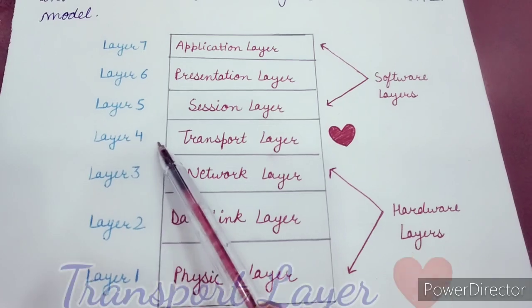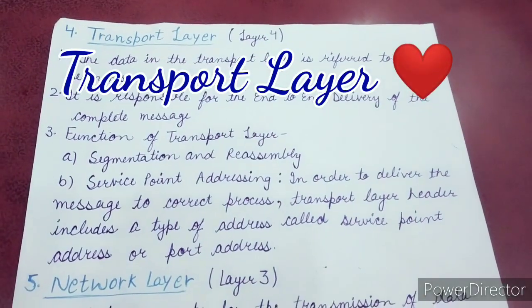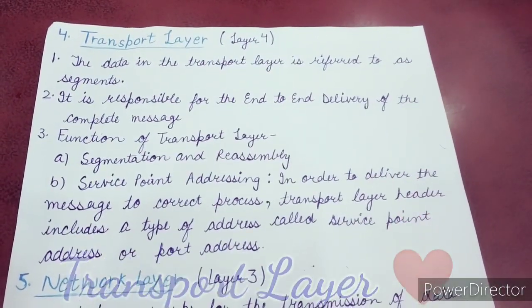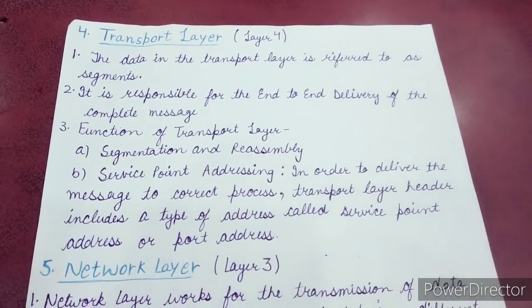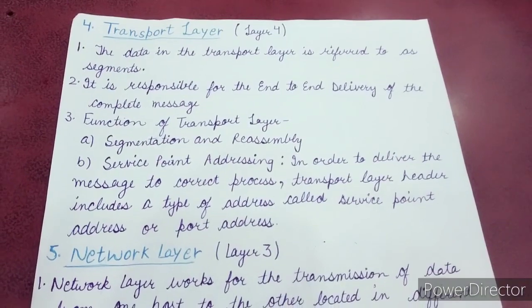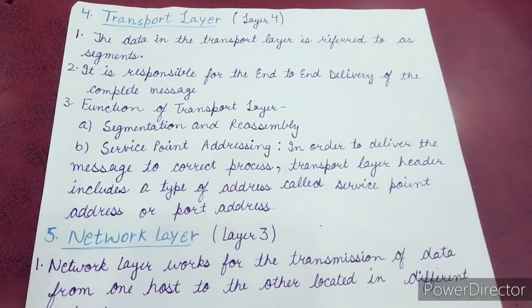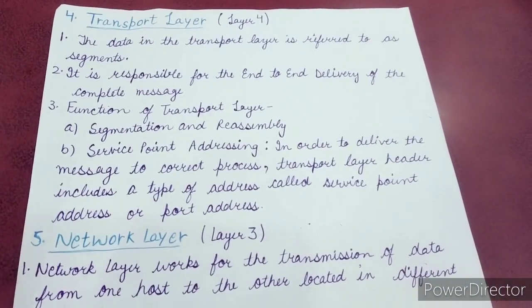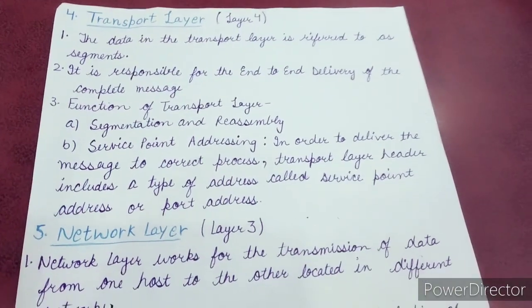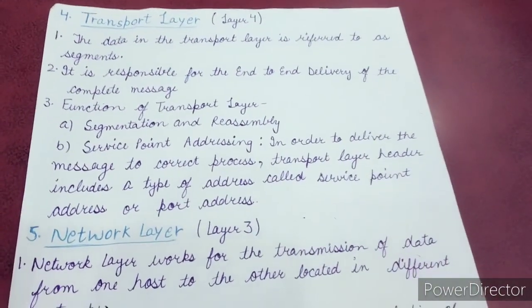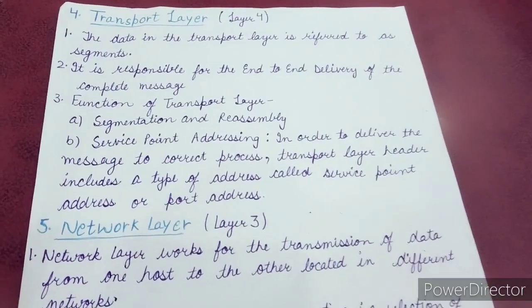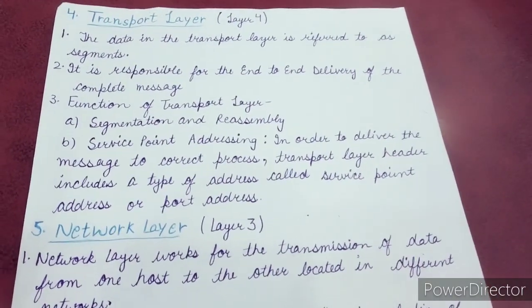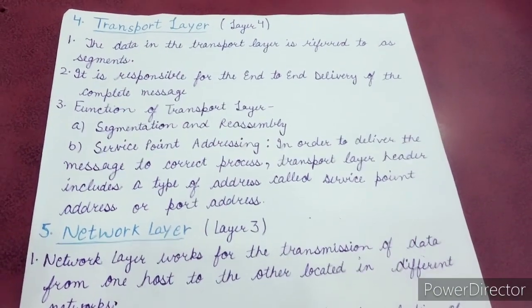Now layer 4, the transport layer. The data in the transport layer is referred to as a segment. When the session layer transfers data to the transport layer, it is referred to as segments. It is responsible for end-to-end delivery of the complete message. The main functions of the transport layer are segmentation and reassembly.